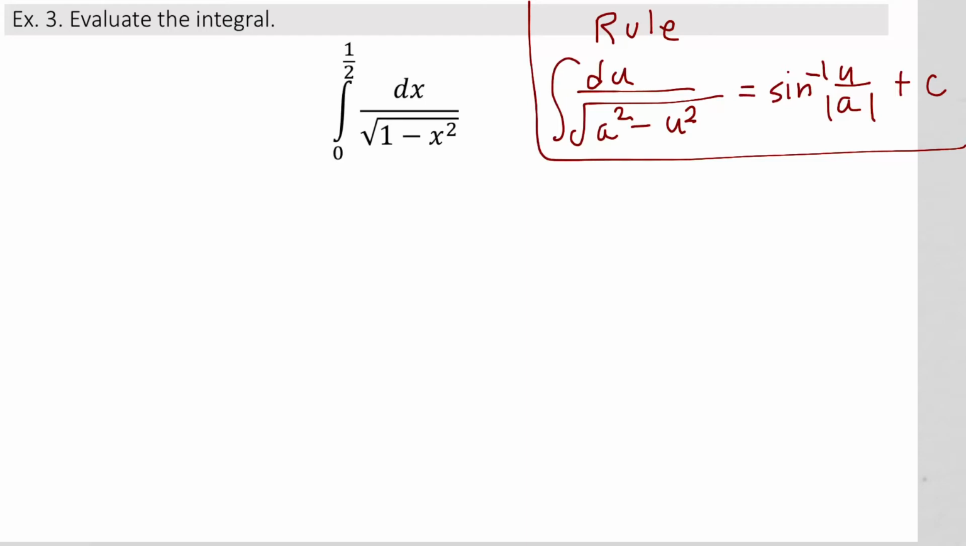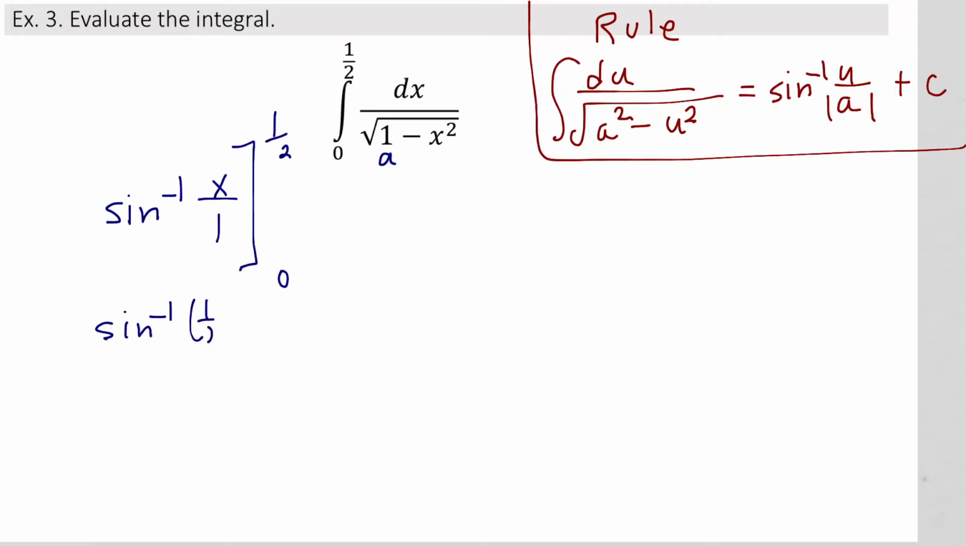So I can say that I've got the inverse sine of x over 1, a is just 1, evaluated between 0 and 1/2. All right, so that means I've got the inverse sine of 1/2 minus the inverse sine of 0.